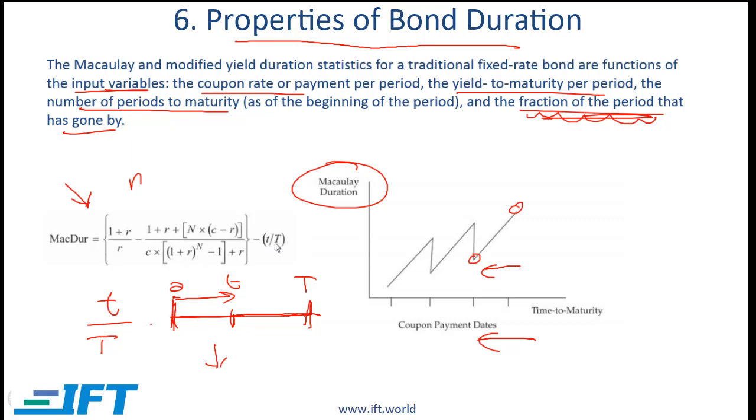Notice that when small t increases, this expression is going up, and since Macaulay duration is this constant minus an increasing number, the Macaulay duration is coming down. It comes down until small t is equal to big T, and then small t resets to 0, so we jump up, and that is what gives this sawtooth shape. So that is the relationship between Macaulay duration and the fraction of the period that has gone by.